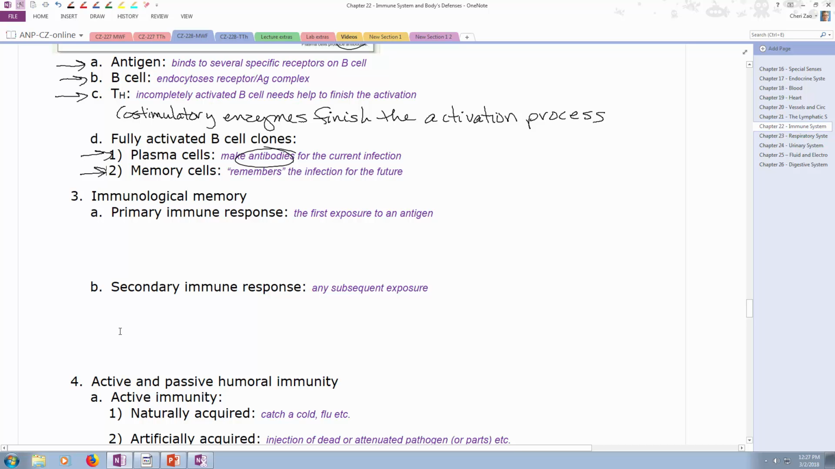Primary immune response means this is the first time that we've ever seen that antigen. So first exposure to the antigen. In primary and secondary immune response, what we are wanting is AB production, whether it's primary or secondary immune response, because antibody production is exceedingly helpful. And remember, AB is antibody. Okay, so what happens in primary immune response, first exposure?